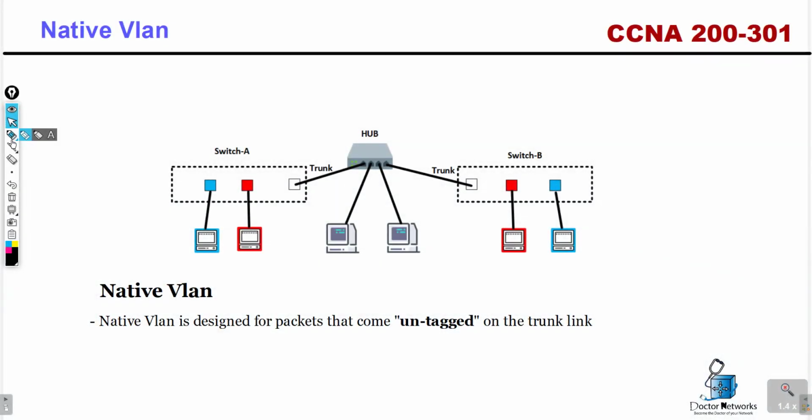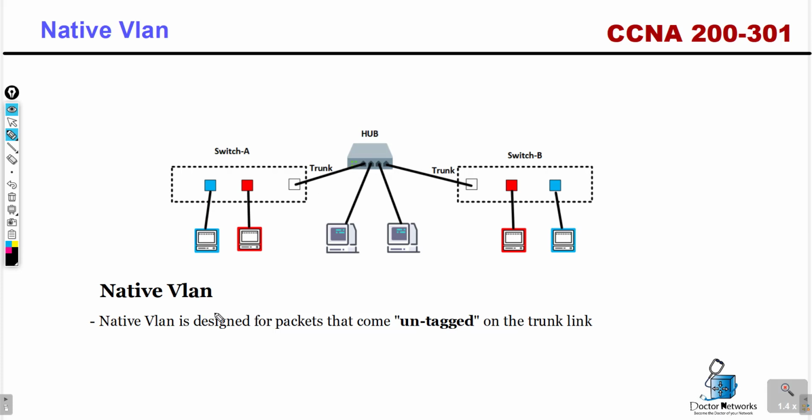Okay, to review the previous slide a little bit, we had this scenario where we had a hub in between our switches. We had two switches, and in between we had a hub device, which is a layer 1 device. So a layer 1 device doesn't understand layer 2 frames. It just regenerates those frames and forwards them out all ports.